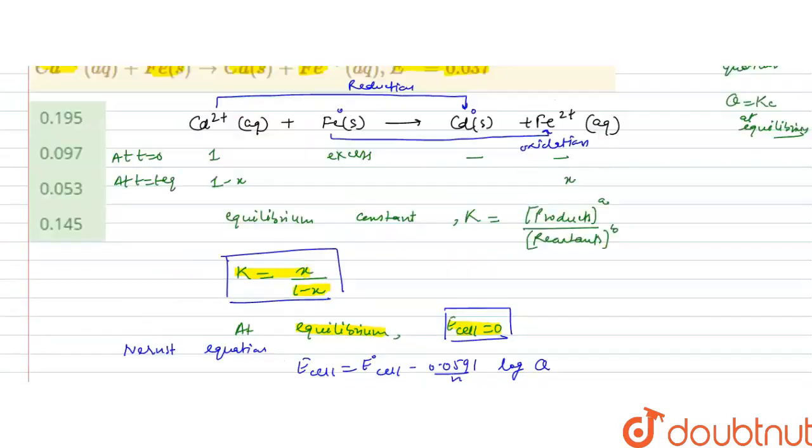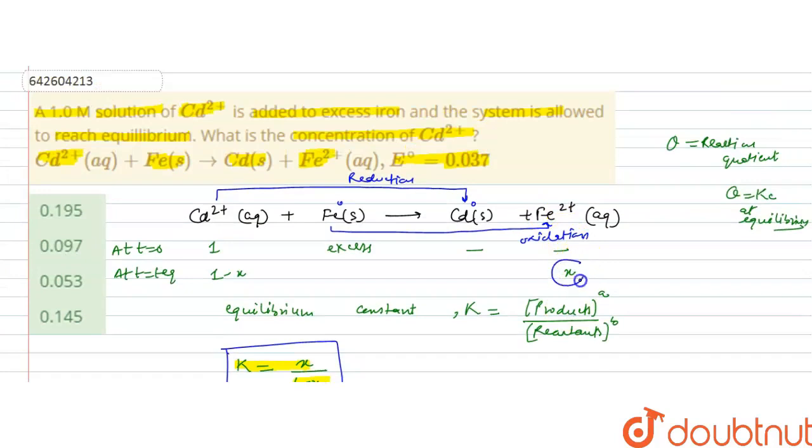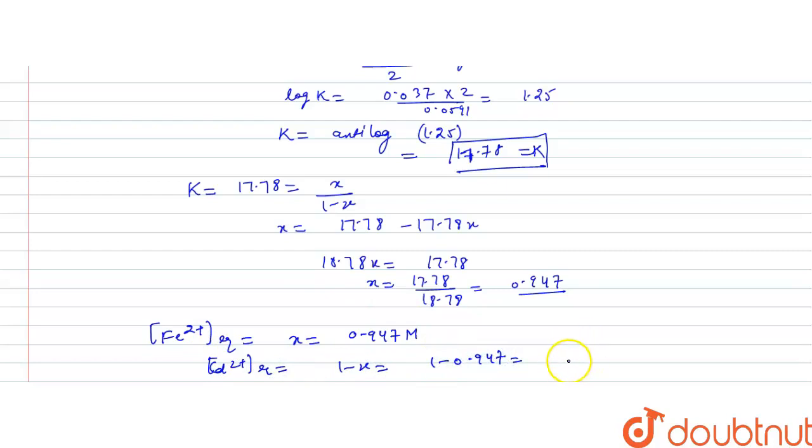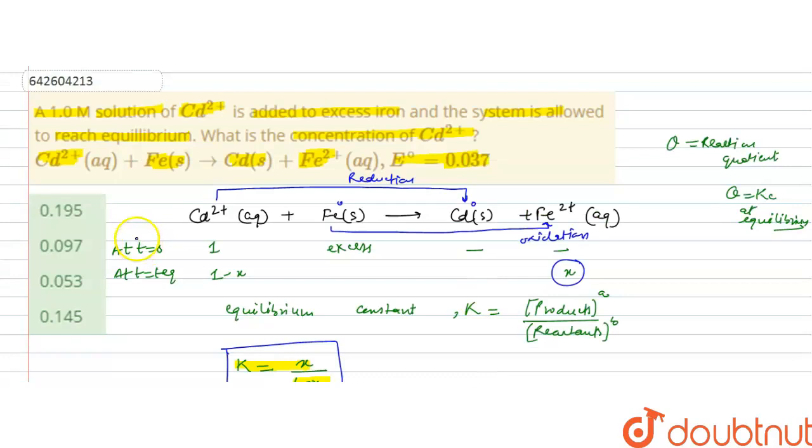So what is x? x is the concentration of iron 2 positive at equilibrium. So the concentration of Fe2 positive at equilibrium, x, is equal to 0.947 molar. And for cadmium 2 positive, the concentration at equilibrium is 1 minus x, so 1 minus 0.947, that is 0.053 molar. So this is the concentration of cadmium 2 positive at equilibrium. The correct answer to this question is option C, 0.053 molar. I hope you understood the solution.